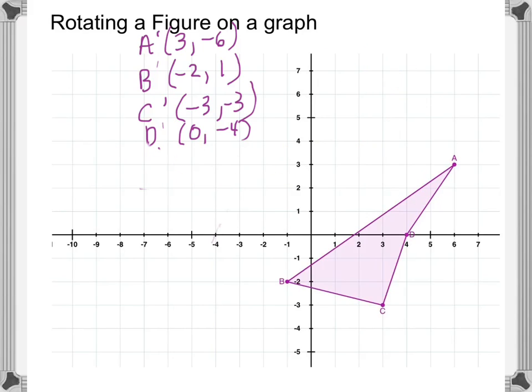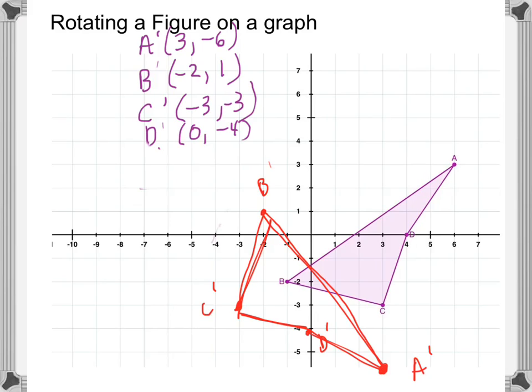We don't need these anymore. 3, -6. Oop, that's really beyond. It's probably about right here. Okay, so that would be A prime. And B prime is -2, 1. C prime is -3, 3. -3 rather. And D prime is 0, -4. So there's D prime. So let's connect them in order. Here's my little concave bit right there. Okay, and that's the figure that's been rotated 270 degrees.